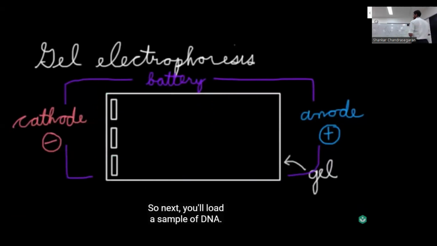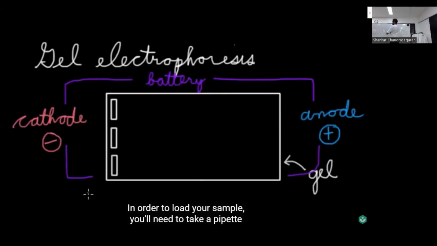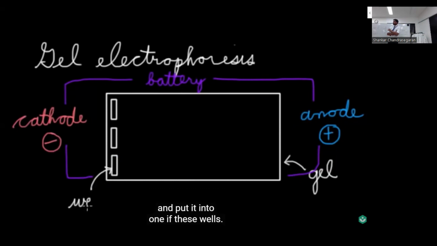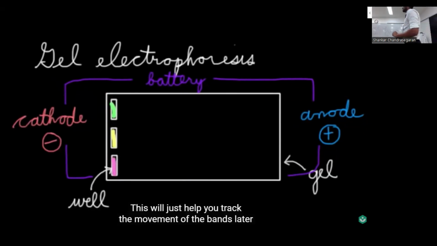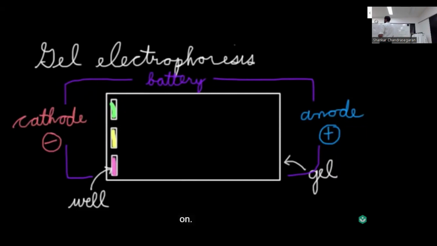So next, you'll load a sample of DNA. In order to load your sample, you'll need to take a pipette and put it into one of these wells. So usually you'll want to make sure that you have a dye mixed in with your sample so that you can see it as it's running. So I'll show that as a pink line here. So I've filled that well, followed by yellow here and green here. So that's just the color of the dye. It can really be any color you want. This will just help you track the movement of the bands later on.